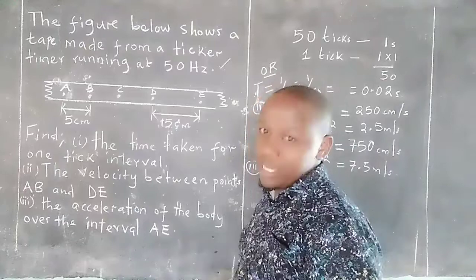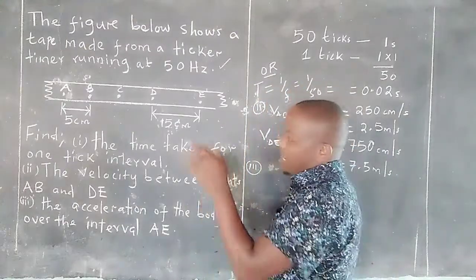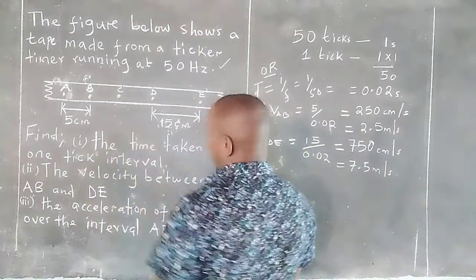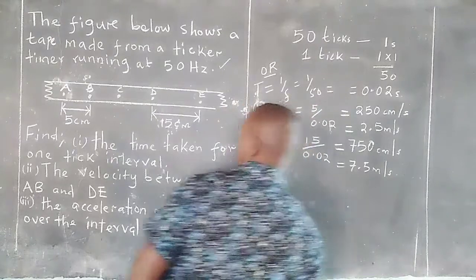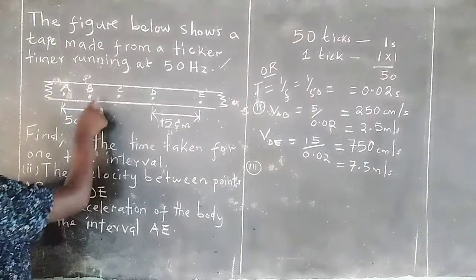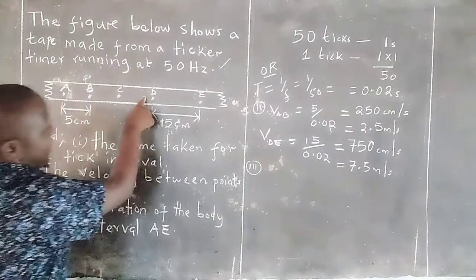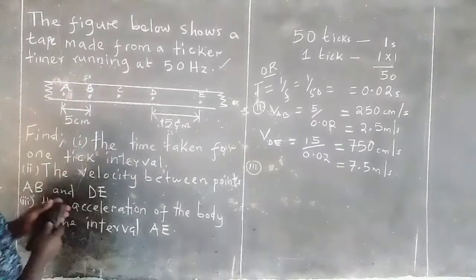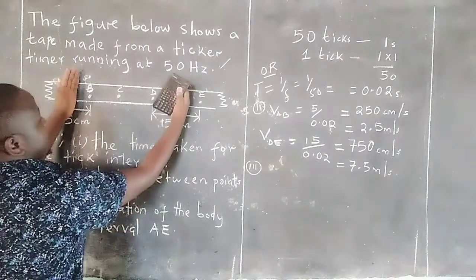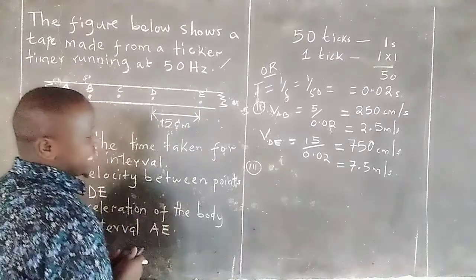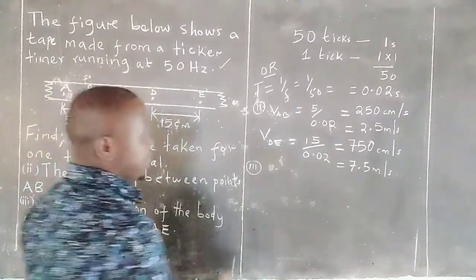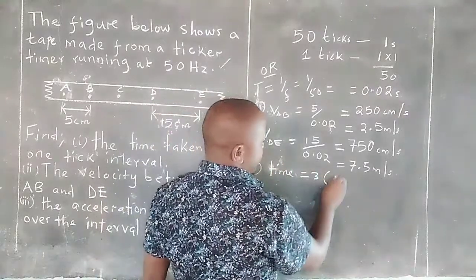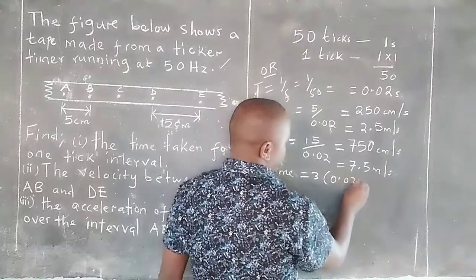Therefore, the time taken will be here. To get the time of change in velocity, we usually count the number of spaces here such that we have 1, 2, then we take a half here and a half here, such that we will have a half and a half plus these two complete spaces. We have 3 spaces. Therefore, time taken will be 3, and each tick is 0.02.